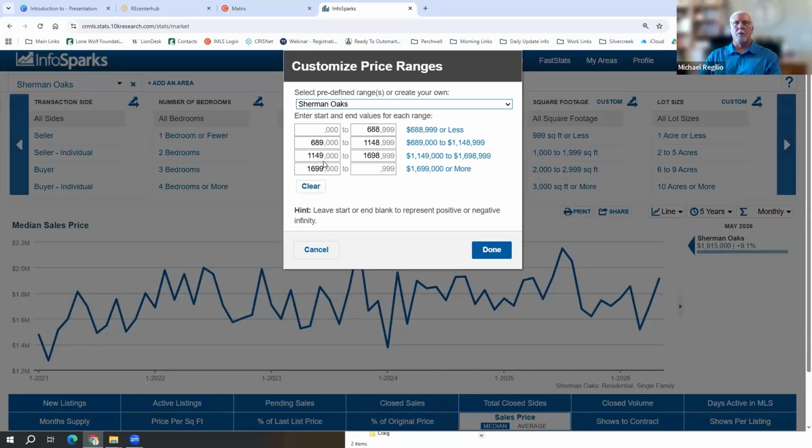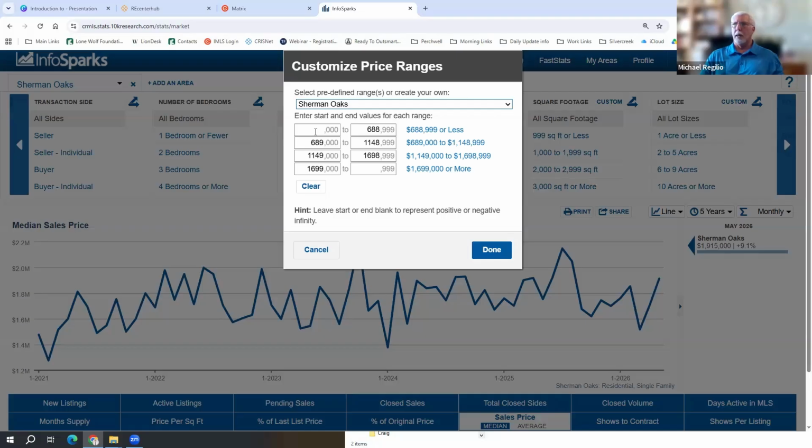If you have a property that your estimated value is going to be 900,000 to 1,600,000, 0 to 688 really isn't going to have a lot of effect on that house, right? So I can come in here and I can type custom, and in fact we did this. We went to 1,699,000 for a property that we were working with. But you can customize those price ranges.